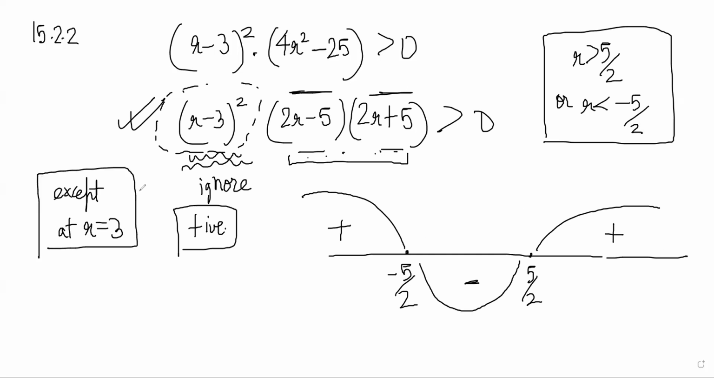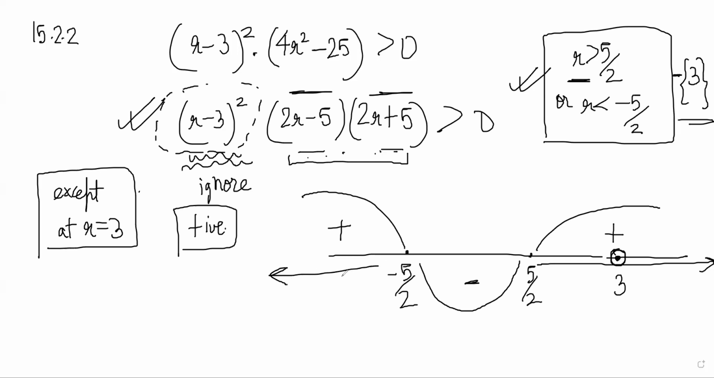Because what will happen at r equal to 3? It'll equal 0. But 0 is not going to be a solution, right? You have to be greater than 0. So this is correct, but we have to exclude 3 from it. If you see the number line, r greater than 5 by 2 is this part and 3 is somewhere here, so you have to exclude that. For r less than minus 5 by 2, there is no issue. But here you have to exclude 3. That will be your answer.